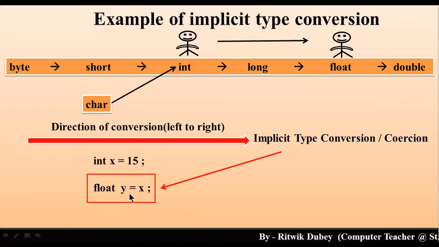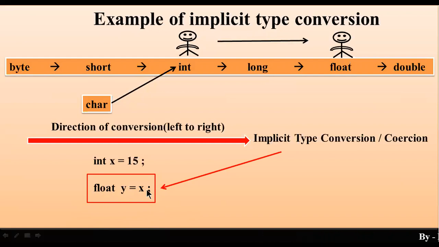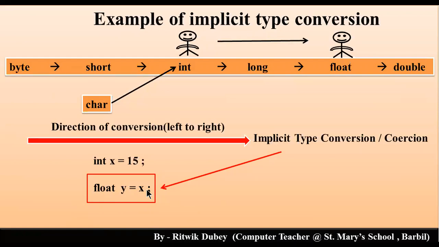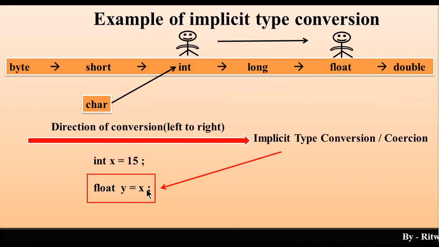Because when the value 15 gets stored in variable y, since the data type of y is float, 15 will become 15.0. Is this clear? It is automatically done by the compiler, and thus it is called implicit type conversion. Clear? Now, this is example number 2.